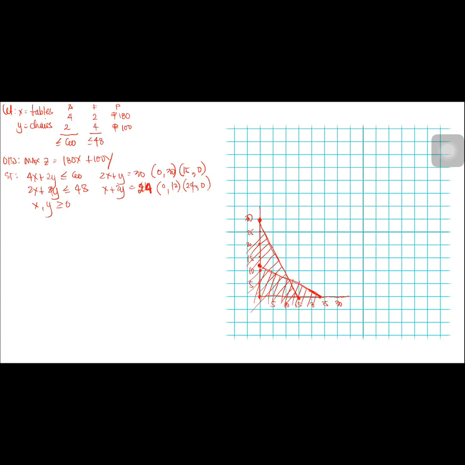Okay, so what is our feasible region? It's this area. This one is our 2x plus y is less than or equal to 30. This one is our x plus 2y is less than or equal to 24. So this is our feasible region.